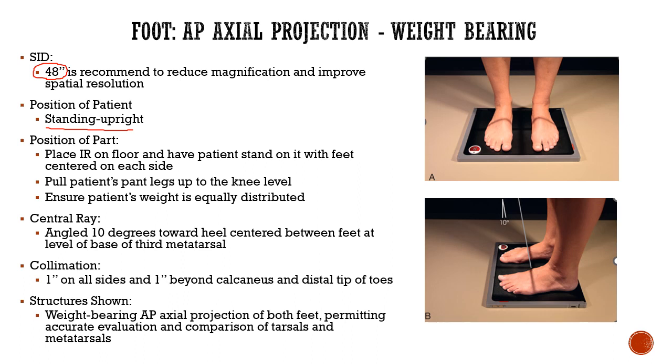We're going to use the same angulation we did for the AP axial for the foot, that's 10 degrees toward the heel. And we're going to ensure that we have the same collimation that we had previously. Now this is bilateral, so we're going to center between the two feet at the level of the base of the third metatarsal. And so what we're going to see is a weight-bearing AP axial projection of both feet to look at evaluation and compare the tarsals and the metatarsals of the feet.